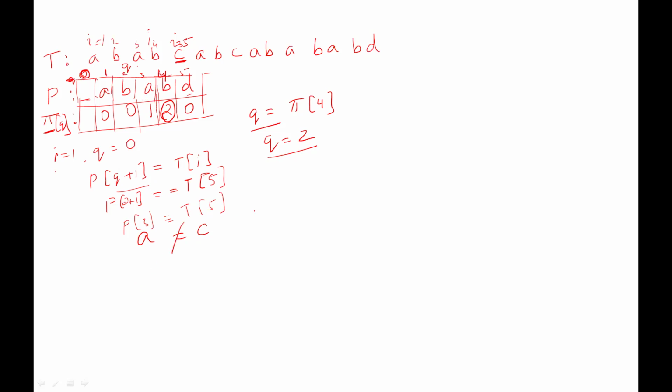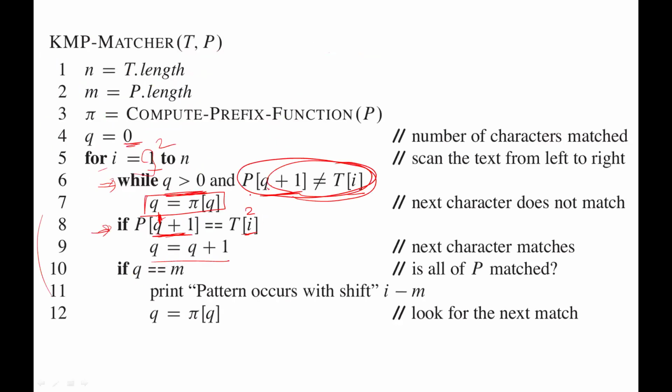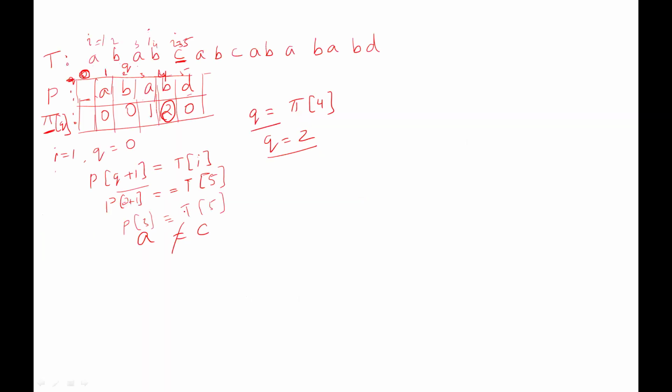So when it is not matching, which case do we come to? We are again inside this. Q is greater than 0 and we found that C is not matching A. A is not matching C. It is not matching. So then you have to find out where to backtrack Q next. So what do we get? Q is equal to pi of Q again. Now what was the value of Q here? The value of Q was 2, right?